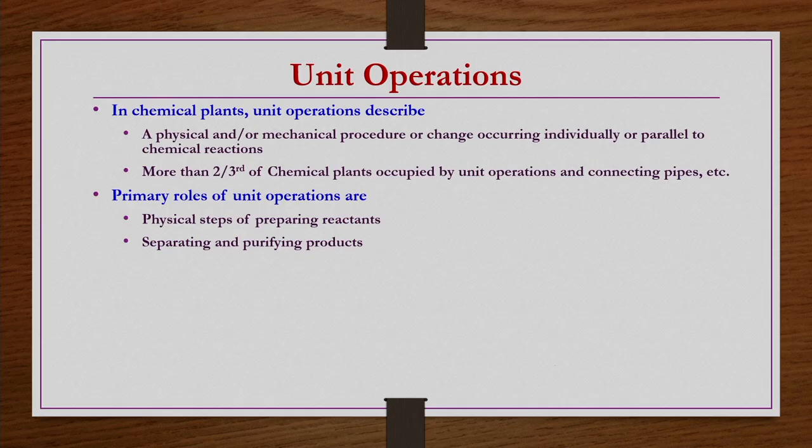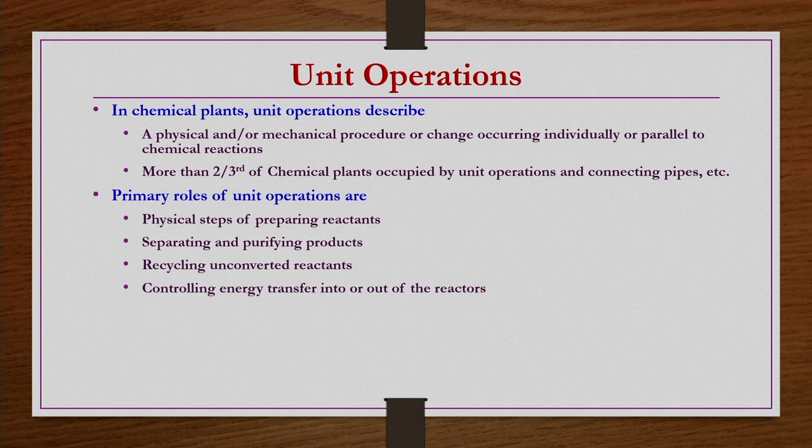So what are the primary roles of unit operations? That we have already seen. If we list them, they are physical steps of preparing reactants. Reactants may not be in pure form when we get them from natural resources, so we have to prepare them to be suitable for the reaction to occur. Then separating and purifying products, recycling unconverted reactants, and controlling energy transfer into or out of the reactor as per the requirement of the reaction. These are the primary roles, and there may be a few other things also, but this is how we can put them in a grouped manner. So these are the primary roles of unit operations.